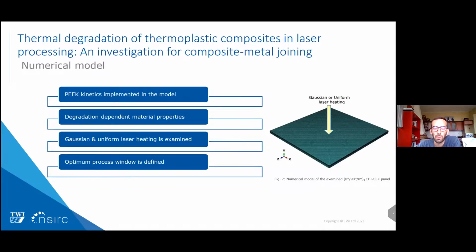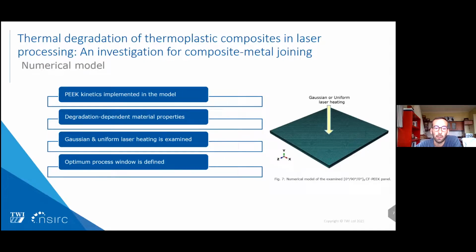This provides a bit more accurate representation of the whole phenomenon because it takes into account the fact that if you heat a composite at 600 degrees for 1 hour, it's going to get fully burnt. But if you heat it for a few milliseconds, it might not have an effect. So we have developed this model, and we examine Gaussian and top hat laser heating.